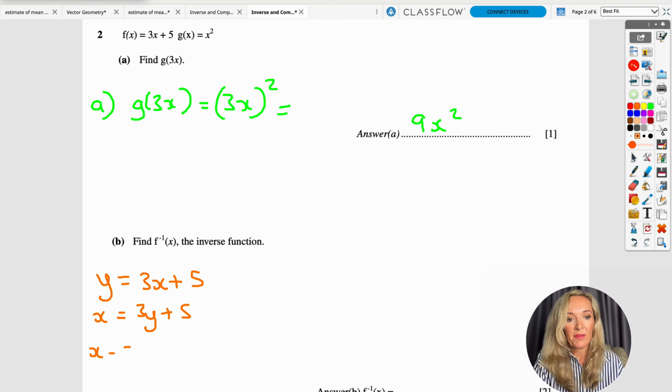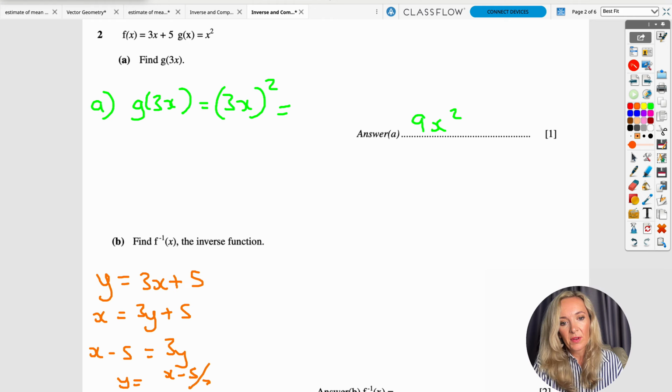So x subtract 5 equals 3y. And then make y the subject. So y equals, I guess it's x minus 5 over 3, isn't it? So the inverse function is exactly that, x minus 5. Just write it a bit clearer, over 3.